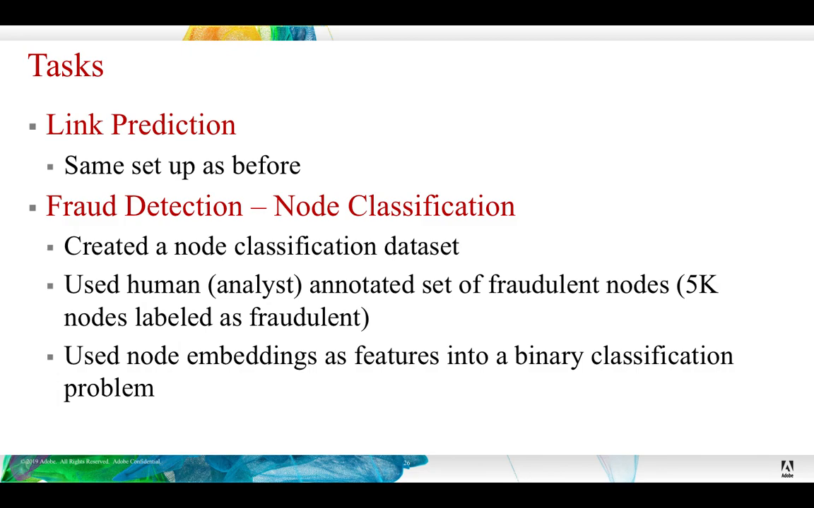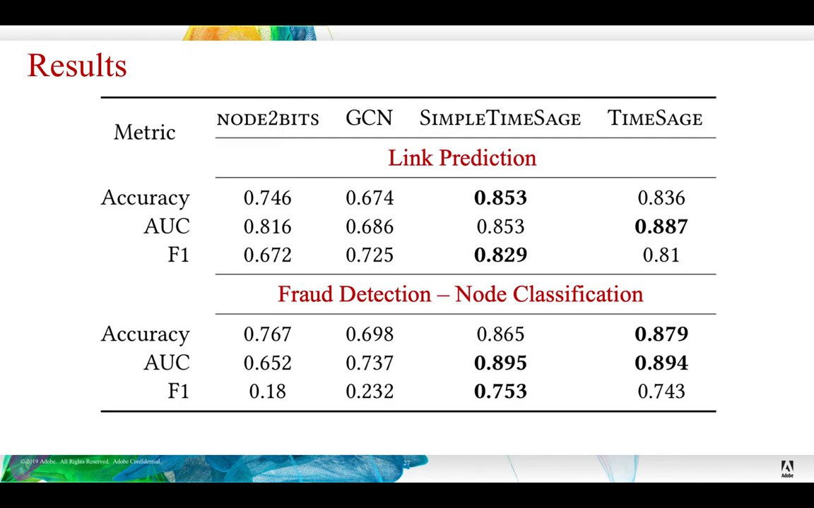We carried out two different tasks. One is link prediction, as introduced for the public datasets, and the other is fraud detection, which is a node classification problem. We created a node classification dataset via a human annotated set of fraudulent nodes, approximately 5,000 nodes, and then we use the node embeddings as features in a binary classification problem.